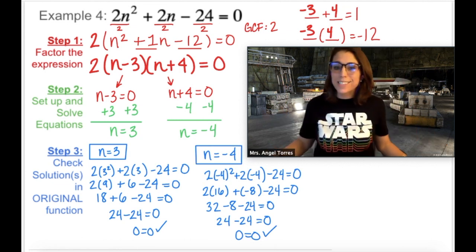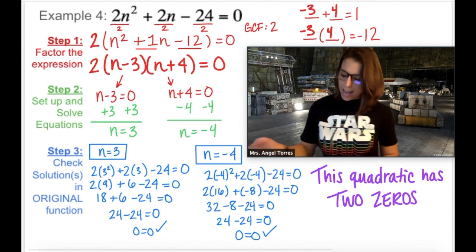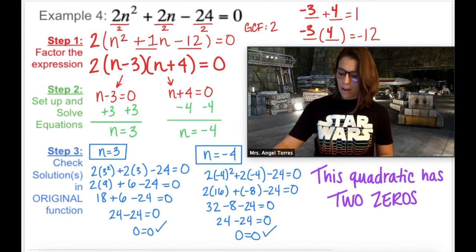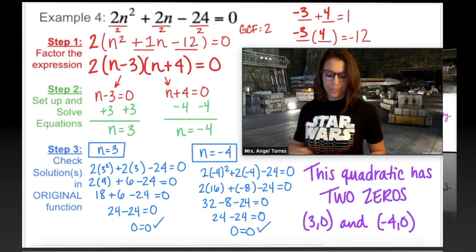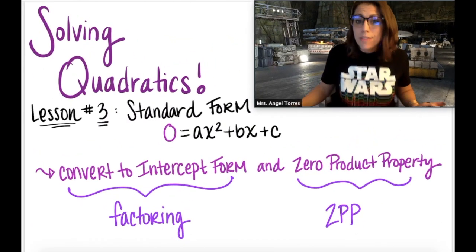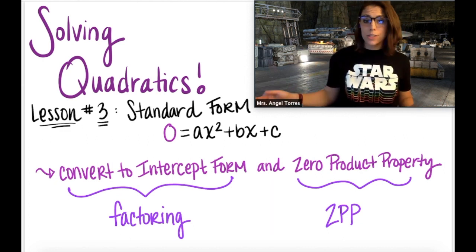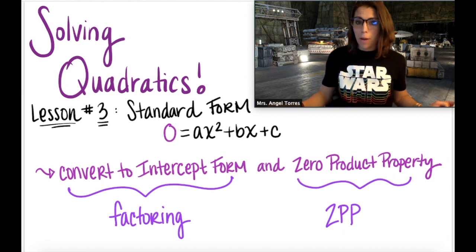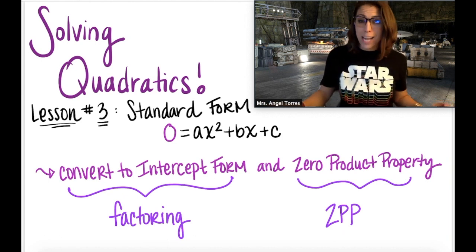So what does all of this mean? This means that the quadratic here has two zeros, and they are (3, 0) and (negative 4, 0). So again, one of the many methods that we can use with standard form is to convert it into intercept form and then use the zero product property to solve. This only works if the quadratic can be factored.